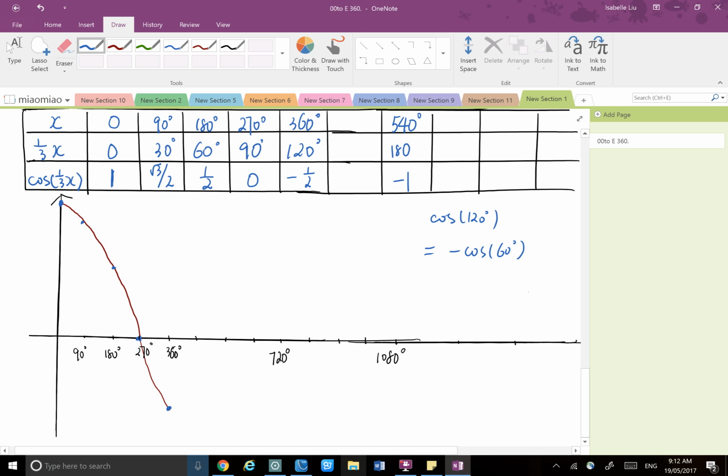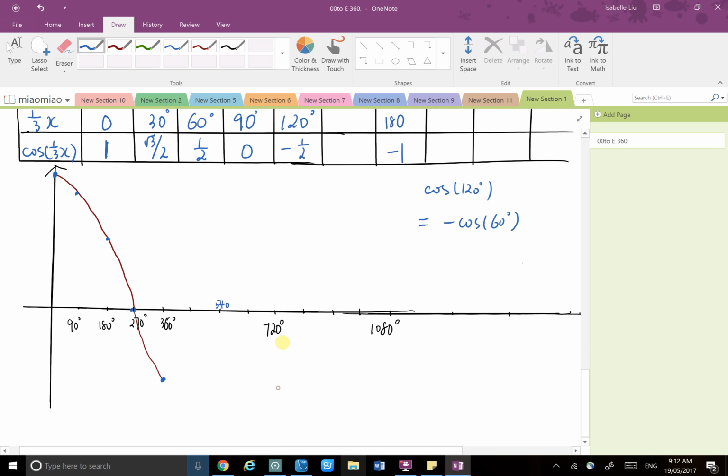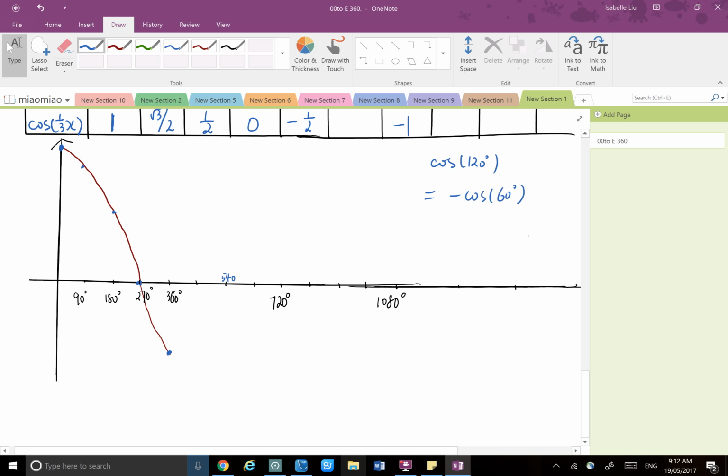So at the point 540, you will have negative 1. Okay, you will have negative 1. So you will have the coordinates here. Okay, that's negative 1. So if your graph keeps going, you will have this point here.